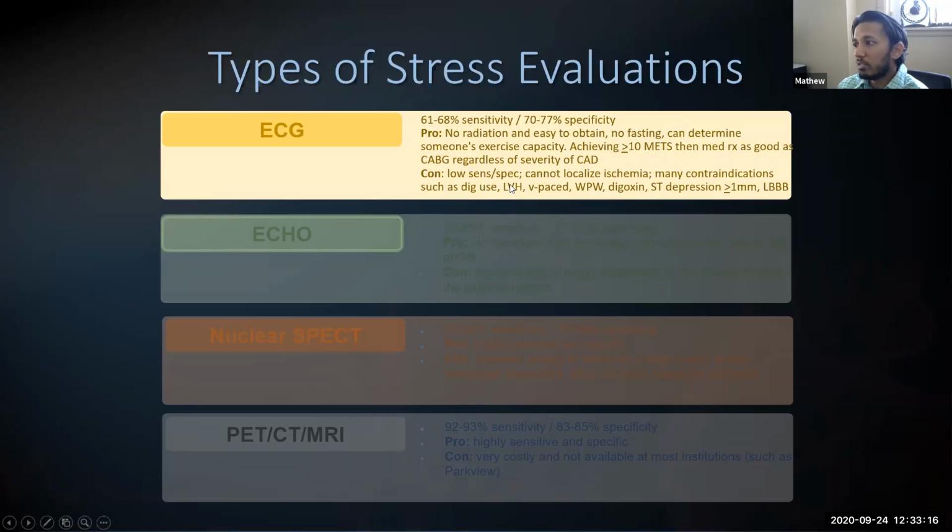The downside of it is it's not going to be able to localize, and there's a lot of contraindications, and these are what they're going to ask you about. So DIG use is kind of falling out of favor. What are the things that you're going to look for on DIG toxicity in someone on EKG? What kind of changes would you see?